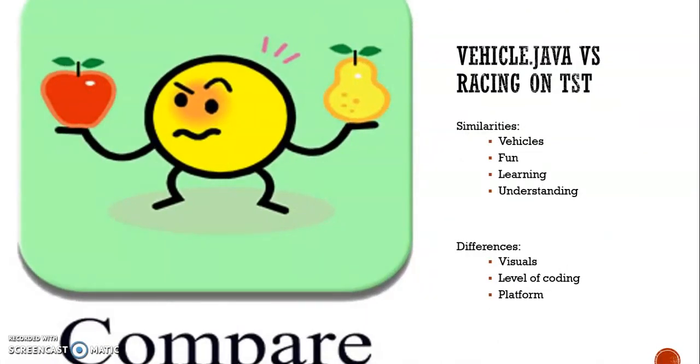So here's the difference between the two projects. Similarities would be they both consist of vehicles. It's fun and you're learning something, and you have a better understanding of what's going on. The difference is the visuals. Like I was saying, on Racing on T Street, you actually see the car moving across the screen, while with vehicle.java, it's a whole different level of coding. As you can see, on Scratch, all you're doing is just bringing different lines of code, while in Adhesive, you actually have to type it in and make progress. And of course, the platforms are different.